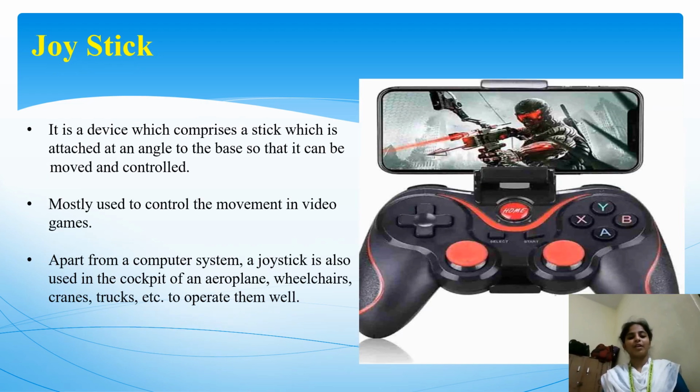Next, joysticks. A joystick is used in aeroplanes, wheelchairs, cranes, trucks, etc., and it is also useful for video games. What is a joystick? It is a device which comprises a stick attached at an angle to the base so that it can be moved and controlled. It is mostly used to control movement in video games. Apart from computer systems, a joystick is also used in the cockpit of an aeroplane, wheelchairs, cranes, trucks, etc.